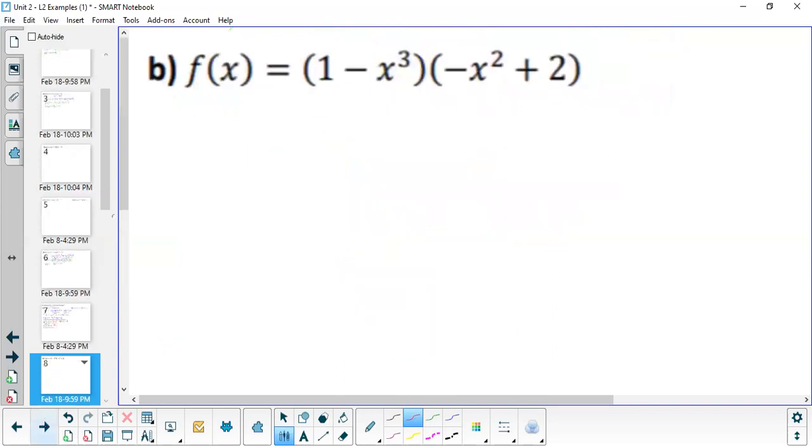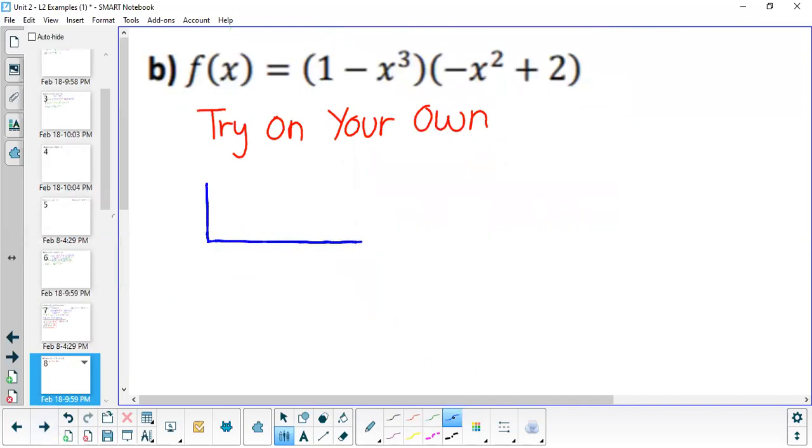You might not have got this far with your hallway math, but I do want to put in some answers here. So I'm going to put try on your own. But your answer for this one, and you can always see me if you do not get this answer.